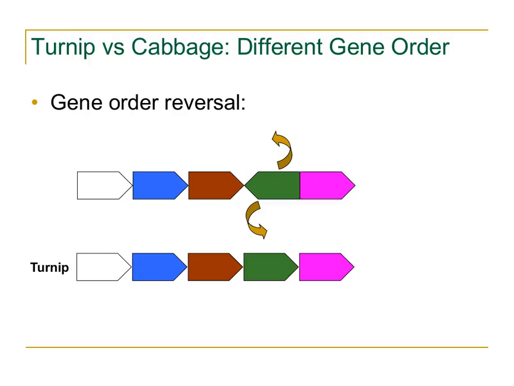Building on the previous slide, we now compare a short stretch of DNA from cabbage, top, and turnip, bottom, to illustrate a gene order reversal. In the turnip sequence, 5 genes, white, blue, brown, green, and pink arrows, all point in the same direction. In cabbage, you still see those same 5 genes, but notice how the green arrow flips its orientation relative to its neighbors. The curved arrows highlight this inversion. This simple reversal event reorders the local gene arrangement and clearly distinguishes the cabbage sequence from its turnip counterpart.